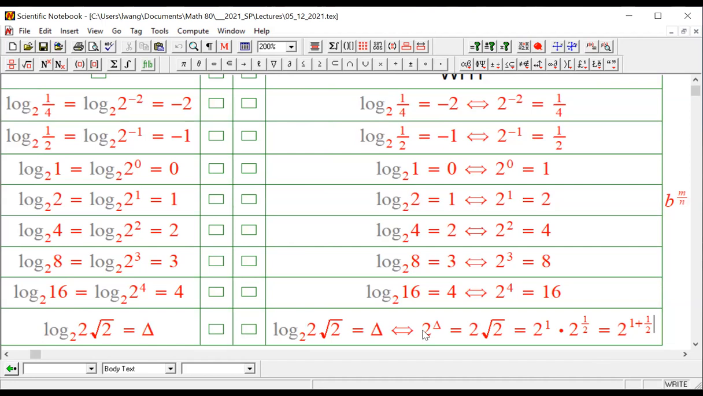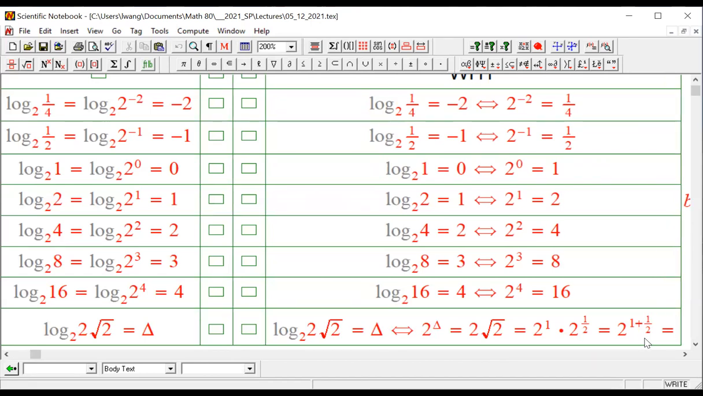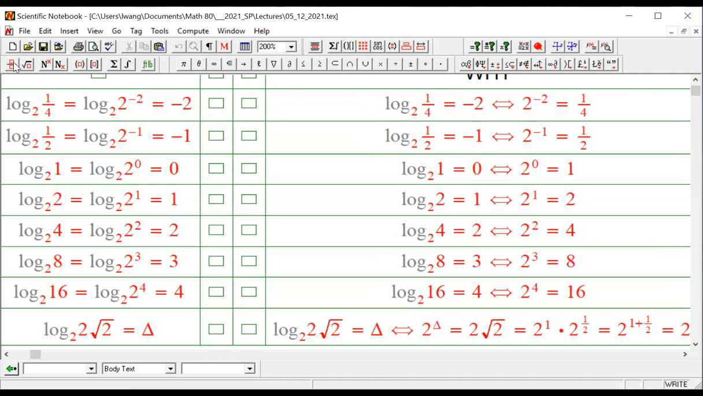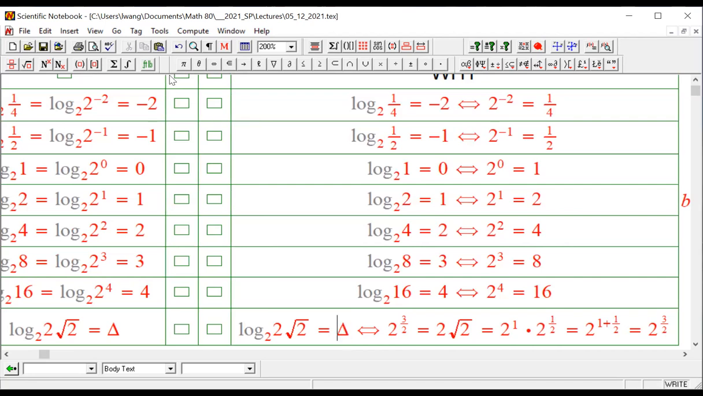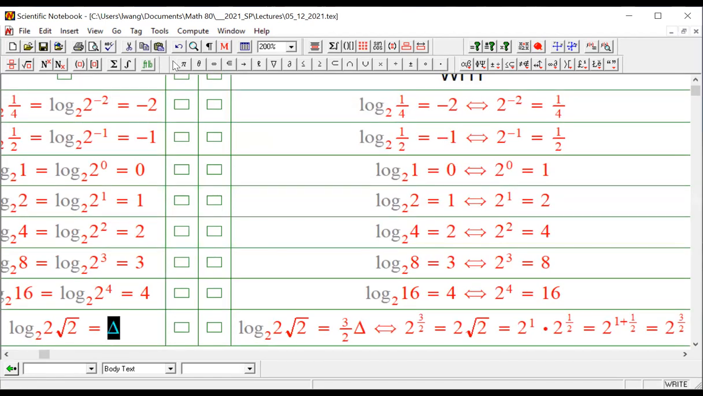So this is going to be equal to 2 raised to the power of 3/2. So this guy is equal to 2 raised to the power of 3/2. So 3/2 must be in this place. Therefore, it's in that place.